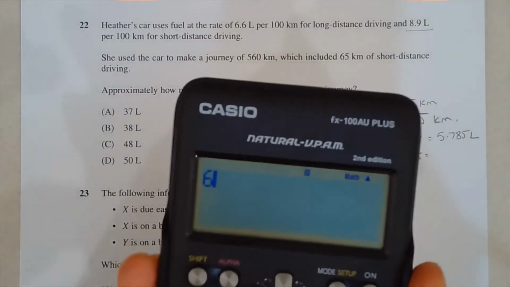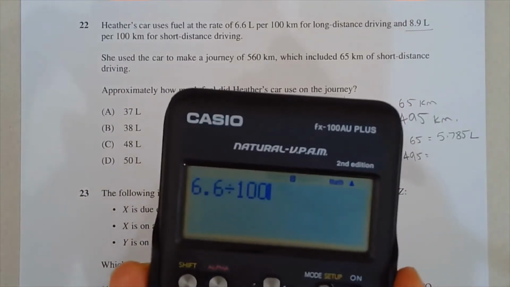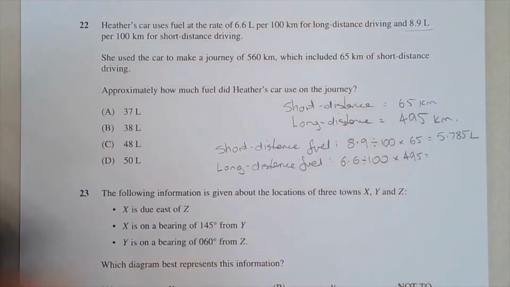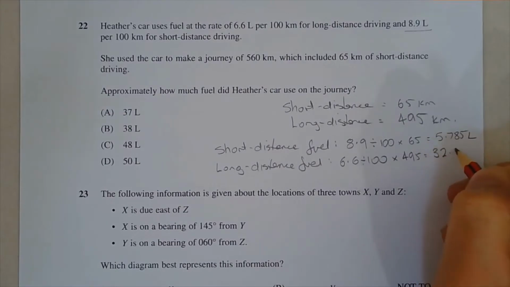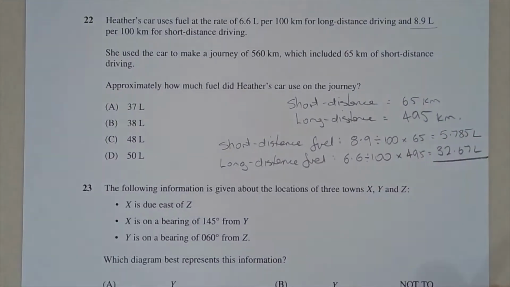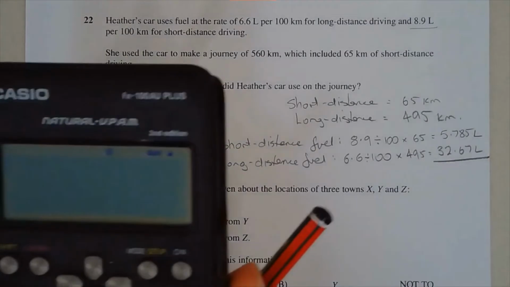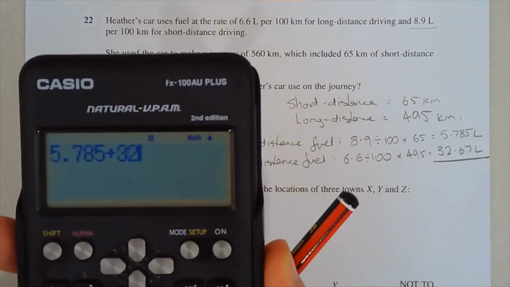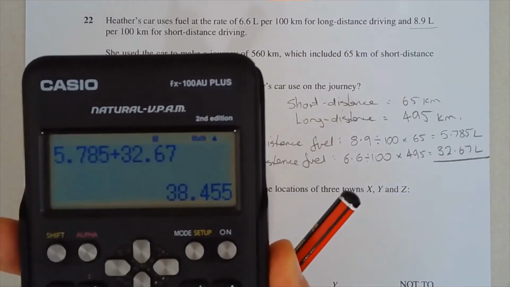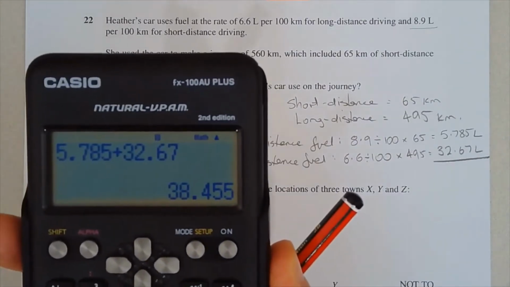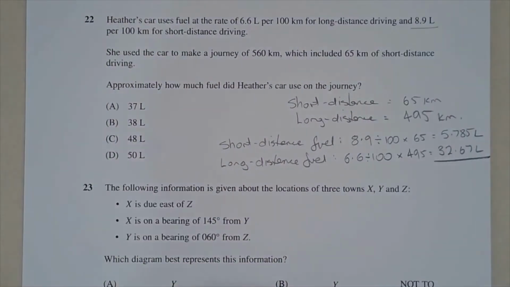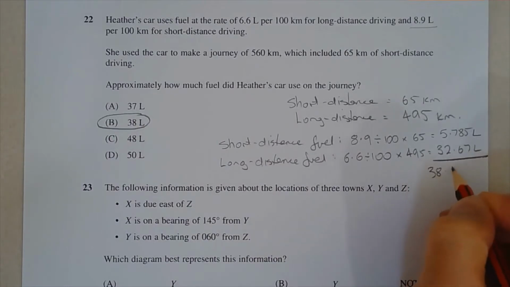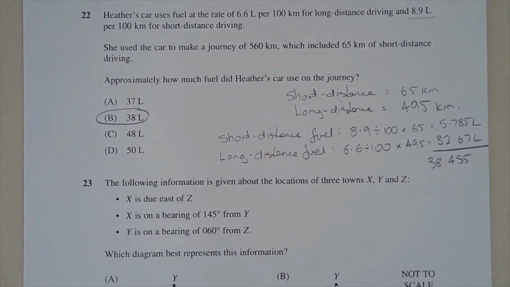Okay, so 6.6 divided by 100, multiplied by 495, gives us 32.67 litres. Now, if we add both of those numbers together, 5.785 plus 32.67, we get 38.455. So the closest answer will be B. That's correct to the nearest litre.